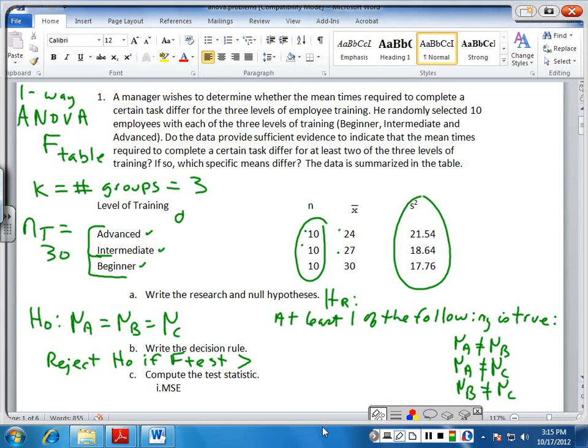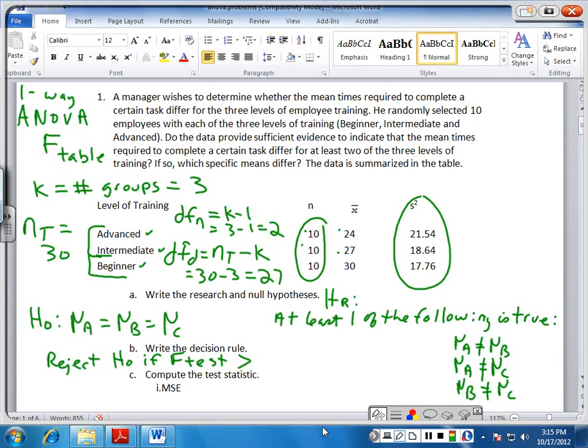The degrees of freedom for the numerator for the ANOVA test is K minus 1, or 3 minus 1, which is equal to 2. And the degrees of freedom for the denominator is the total sample size minus K, which is 30 minus 3, equal to 27.